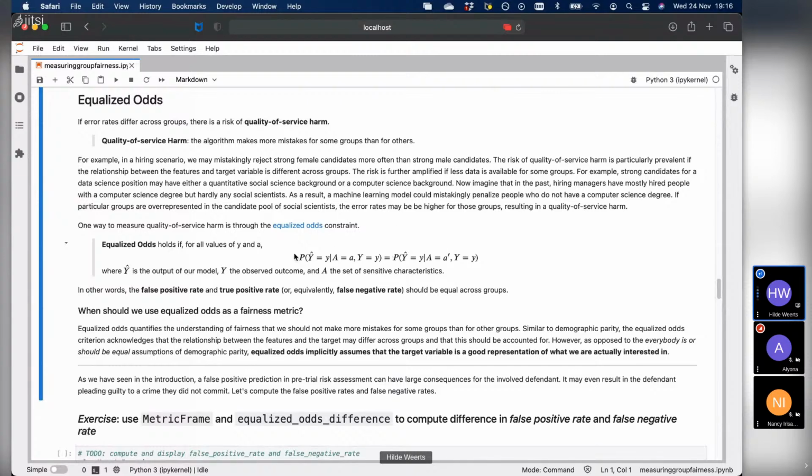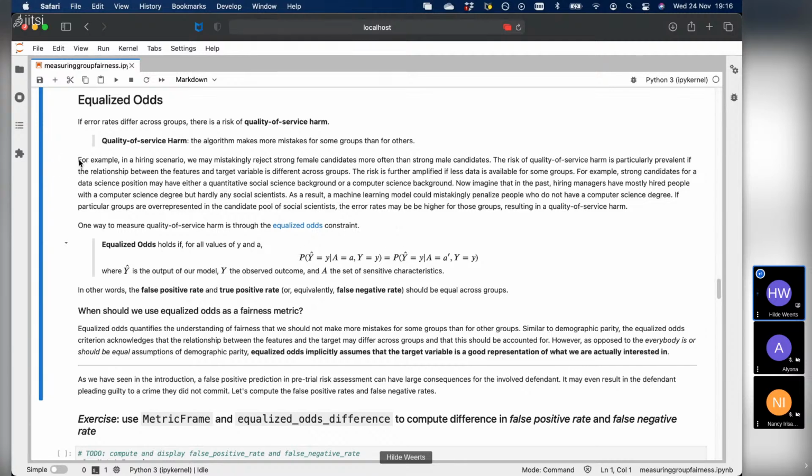And what we do here is that we see whether the false positive rate and the true positive rate, or equivalently the false positive rate and the false negative rate, because the false negative rate is just 1 minus the true positive rate. And the idea is here that they should be equal across different groups.